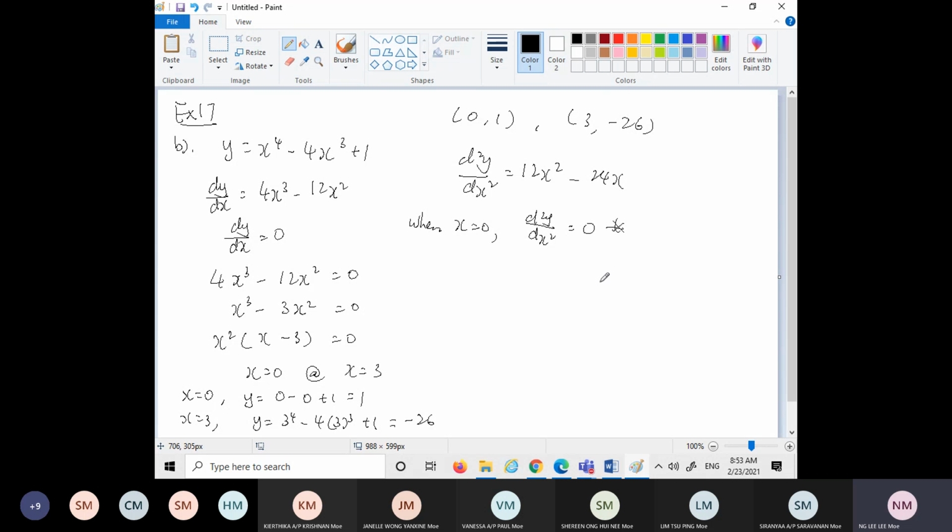This one, you have to use the table to test whether this is a point of inflection or not. So how to test? You want your table? You can see your textbook. You want a table?